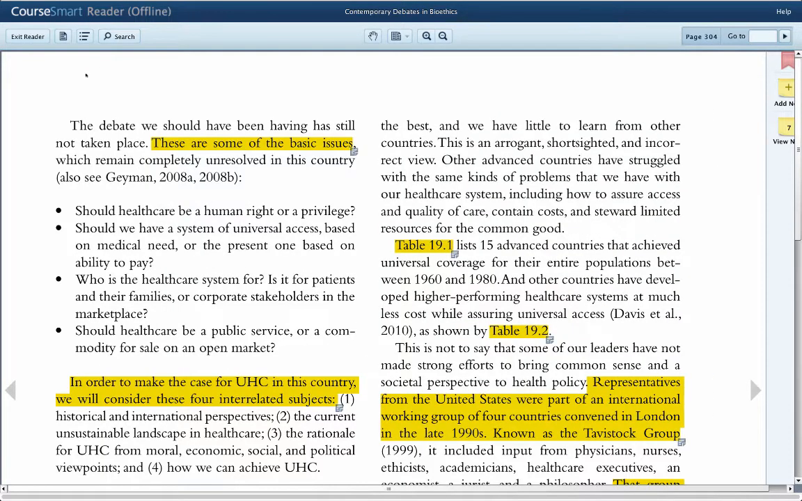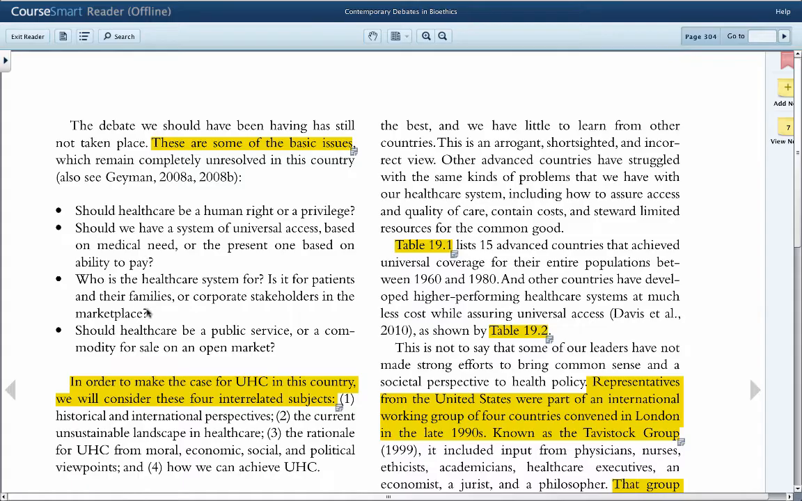These are some of the basic issues, he says. Should health care be a human right or a privilege? Second, should we have a system of universal access based on medical need, or the present one based on ability to pay? Third, who is the healthcare system for? Is it for patients and their families or corporate stakeholders in the marketplace? And fourth, should healthcare be a public service or a commodity for sale on an open market?